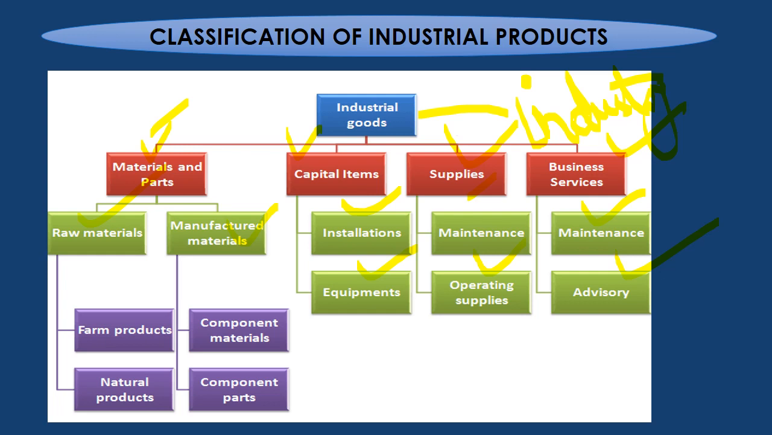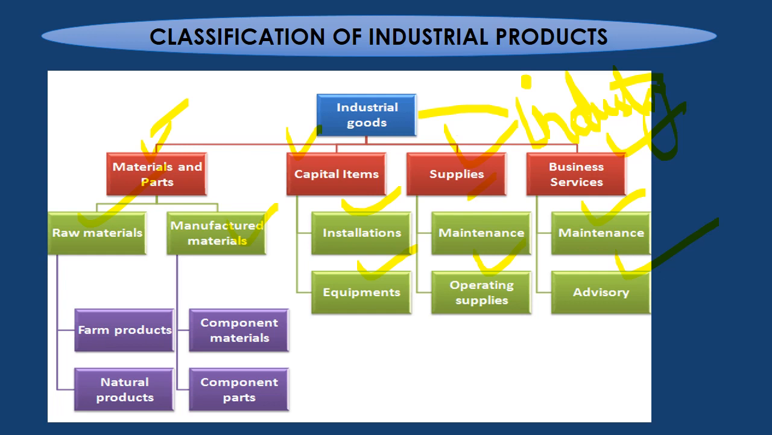Now don't get worried and don't complicate yourself by looking into these. You just have to look into this. Okay. That is, material industrial goods are those goods which are only used for industrial purpose. It's not used for any of our consumption purpose, so it's only used for industrial purpose. Okay. So industrial goods is divided into material and parts, where you'll take the material from others. Then it's divided into capital items, supplies, and business services.